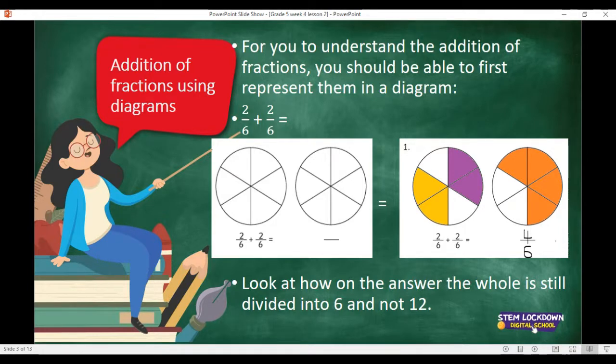So if we had a misconception of thinking, maybe we say 2 plus 2 to get 4 and then 6 plus 6 to get 12, we do not do that. So we only add the numerator, which is 2 plus 2 to get 4. And how do we represent that in a diagram? So you shade 2 and 2 using a different color pen, and then on the answer here, you see our whole is still divided into 6, so it did not become 12. So that is the misconception that most learners have at your level. So the answer is 4 over 6.